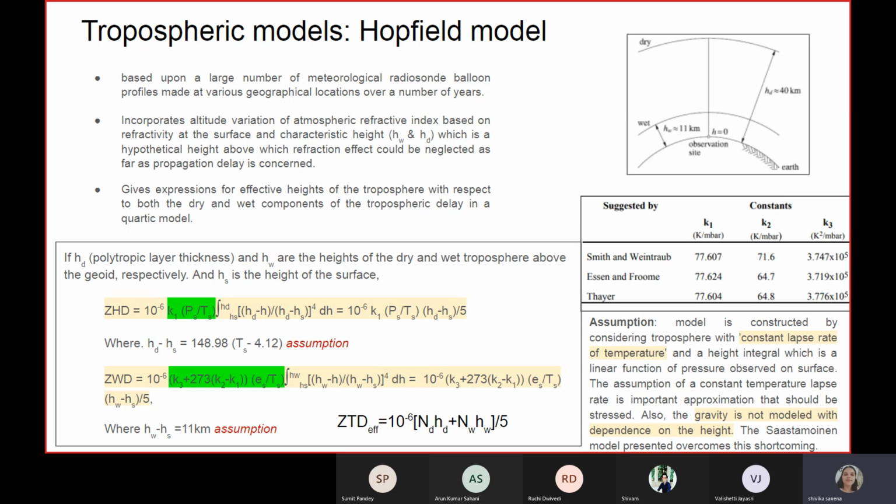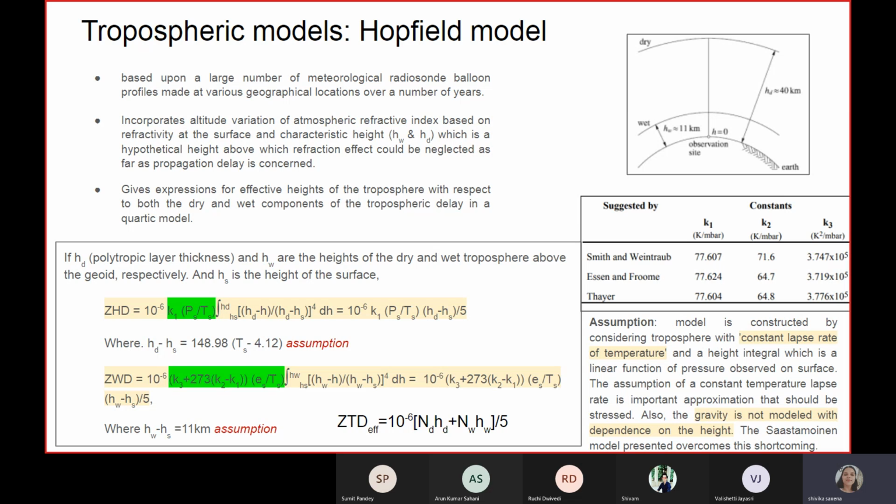So ZHD, ZWD, and then we can arrive at the zenith total delay effective by multiplying these characteristic heights with the corresponding refractivity value. That is ND multiplied by, that is dry refractivity multiplied by dry characteristic height, plus wet refractivity multiplied by wet characteristic height.